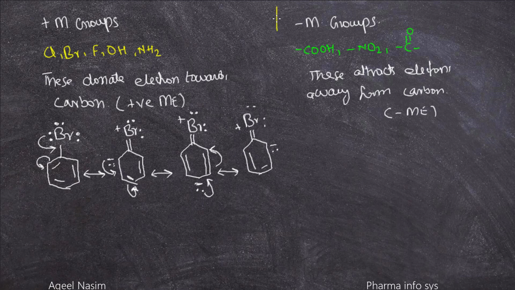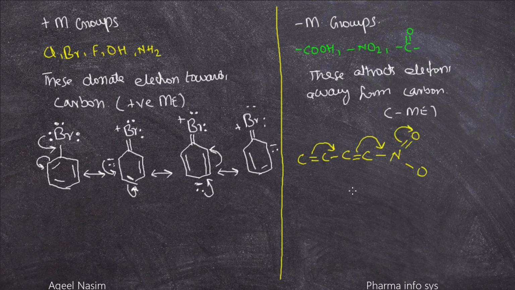Now consider this negative group effect. This carbon displaces toward another carbon, and this carbon displaces toward the carbon-nitrogen bond. So in a nutshell, one carbon gets a positive charge and nitrogen gets a negative charge. So this is all about the mesomeric effect.